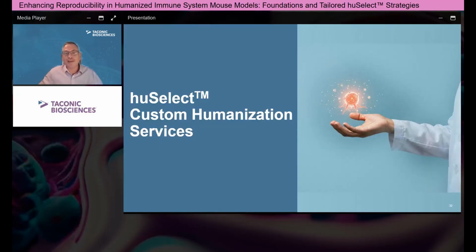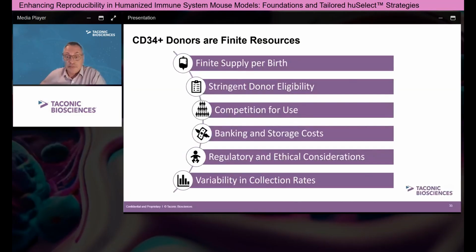Now, at Taconic, we have long recognized a lot of these challenges, and we have worked to package them together into a suite of services that we call huSelect. These are essentially custom humanization services where we work with clients to ensure that we are providing the most appropriate animals for their studies, leveraging our technologies, our experience, as well as our very large inventory of hematopoietic stem cells.